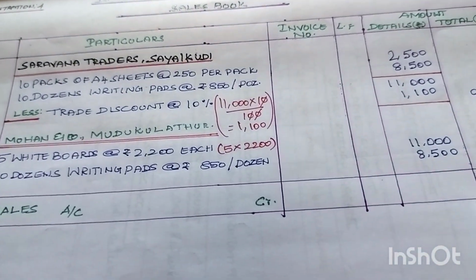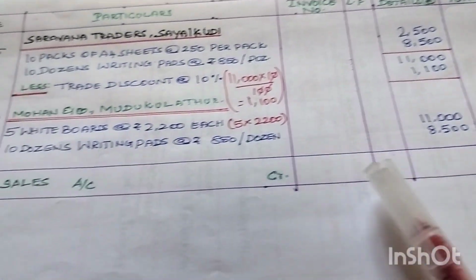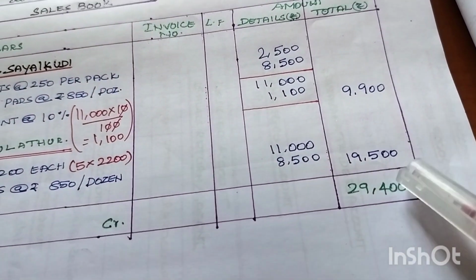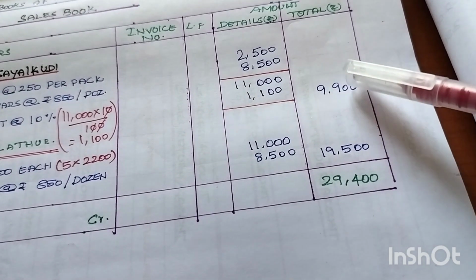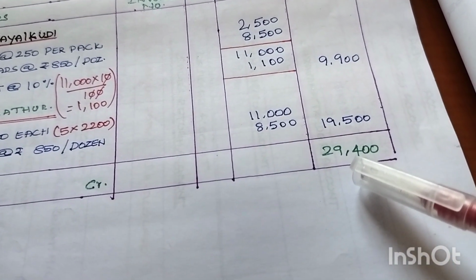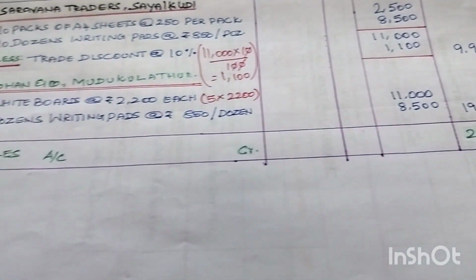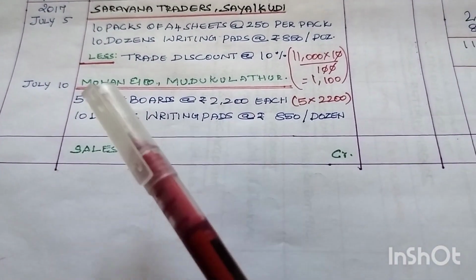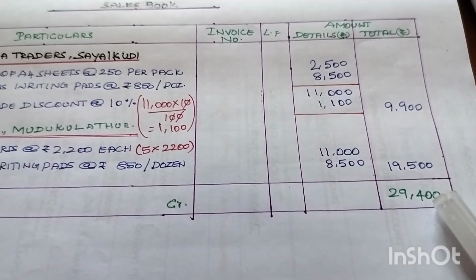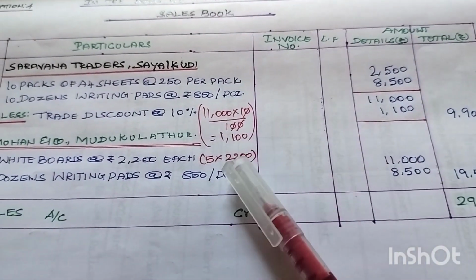Then you have to find the sales account total. So how do you find it? You have to add 9,900 and 19,500. You get 29,400. So the sales account credit is 29,400. We prepared the sales book.